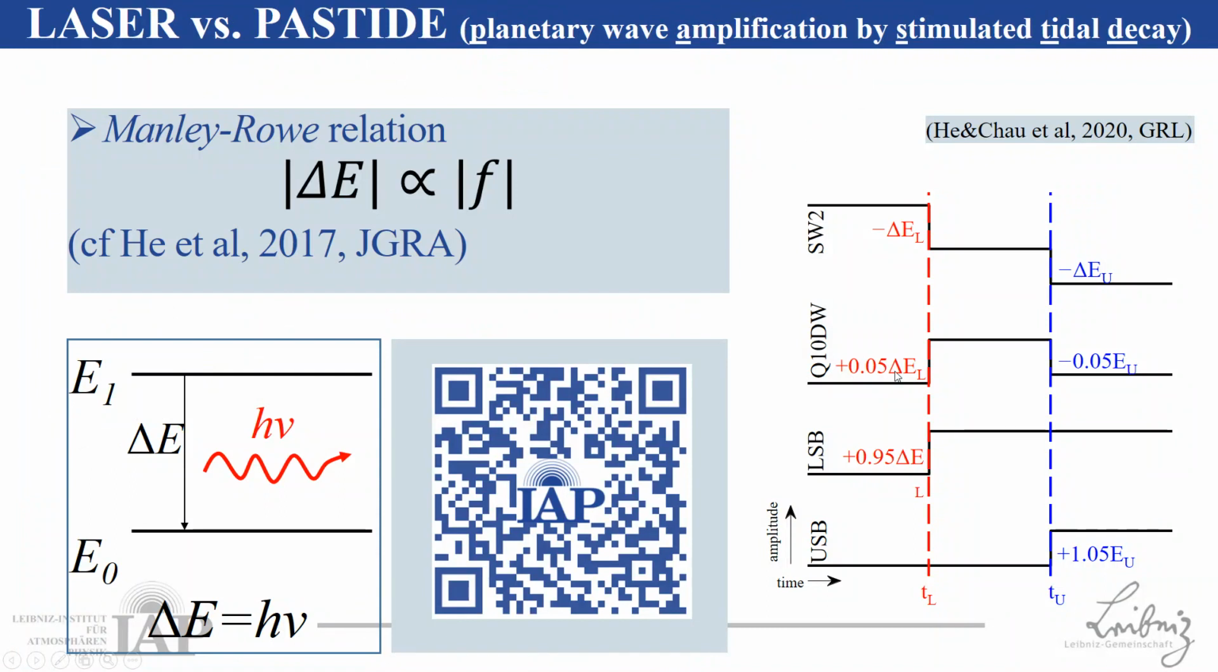The timings can be explained in terms of the nonlinear relation. In generating the lower sidebands, energy flows from the tide to both the planetary wave and the lower sidebands, and the planetary wave is amplified, even though it is a parent wave. This situation is the same as the generation of a laser. In laser generation, the photon is a parent wave, but it is also amplified. Similarly, we name this kind of planetary wave amplification PUMP-TIDE: planetary wave amplification by stimulated tidal decay.